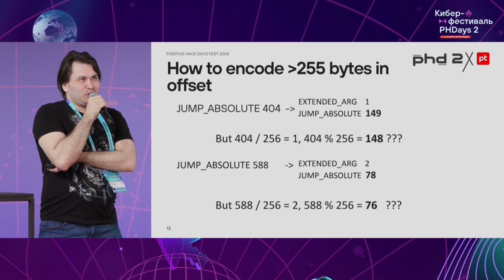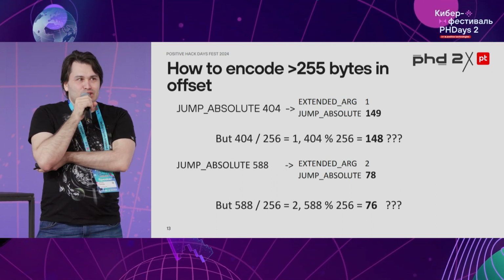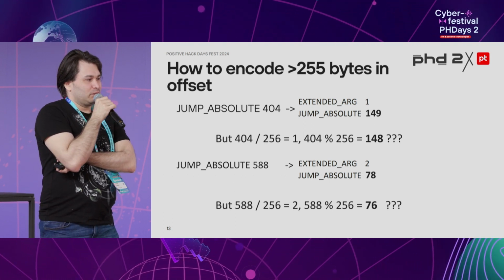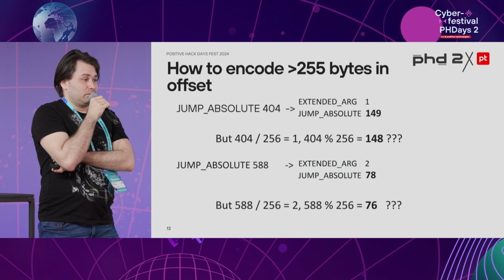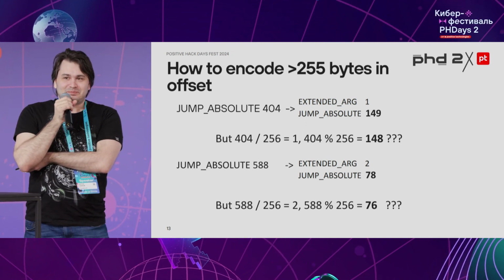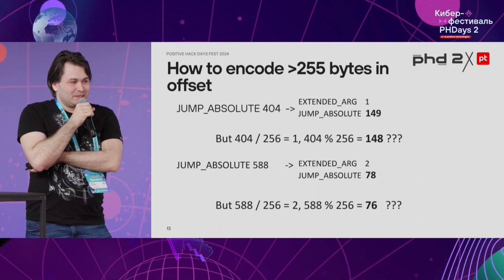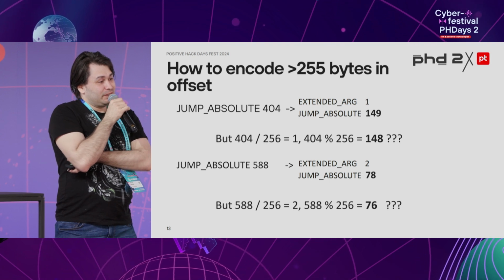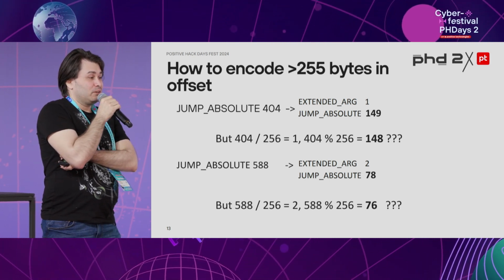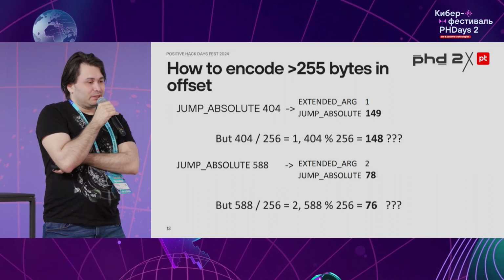So we start with the offset, right? From the start of the function, you divide it by 256, you get an extended arc, then you take the second offset byte, but it didn't work. Here you see question marks. When we jump to 149, it works. But 148, 404 bytes, doesn't work.